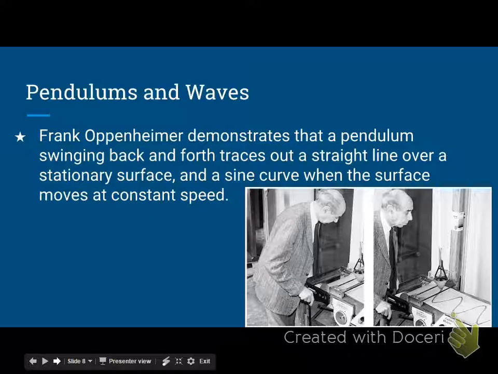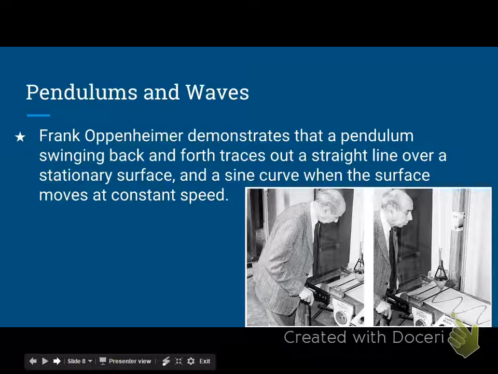Now we have a scientist, Frank Oppenheimer, who was the first person to really connect the ideas of simple harmonic motion and wave behavior. He was bored, hanging out, letting a pendulum swing back and forth. He connected a pen to the end of it and let it swing back and forth over a piece of paper. Okay, what's that going to draw? It's going to draw a straight line.